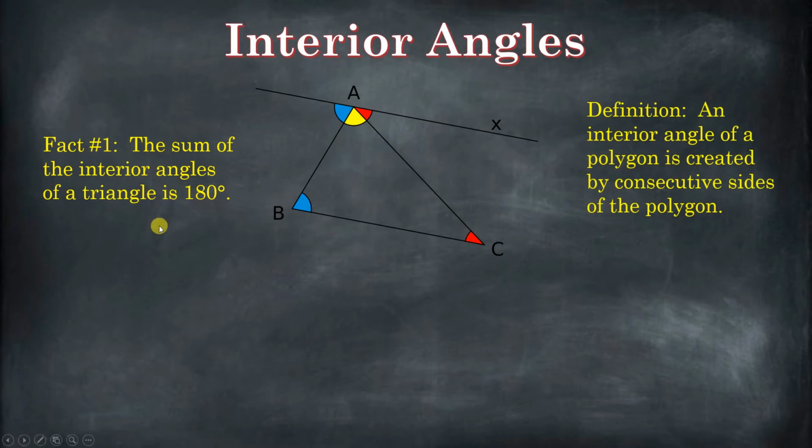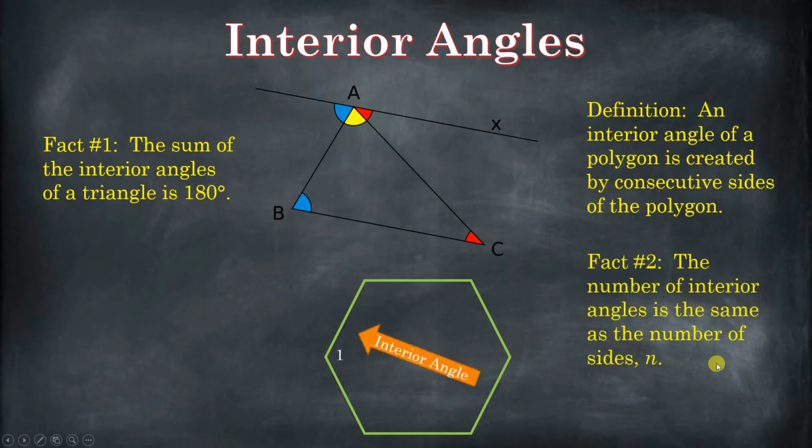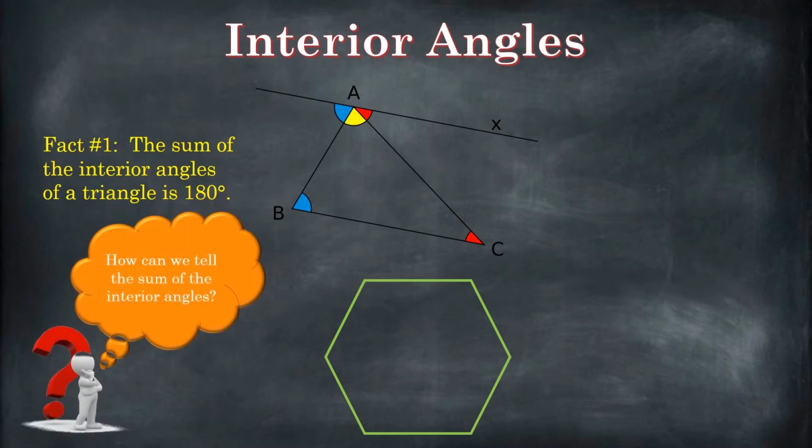So what the interior angle is specifically is it's an angle created by consecutive sides of a polygon. So if we had this hexagon right here, we have consecutive sides like this right here and this right here. Those make an interior angle. And of course, the number of interior angles in a polygon is the same as the number of sides, n. So this hexagon has 1, 2, 3, 4, and then of course 5, and wonderful number 6. So this has 6 interior angles, right? Now, how could we tell what all of those interior angles add up to? We know a triangle has 180, but what about a hexagon? Man. So here's what we're going to do.